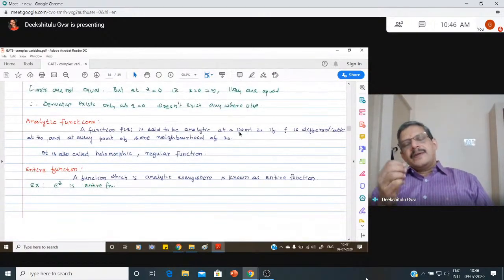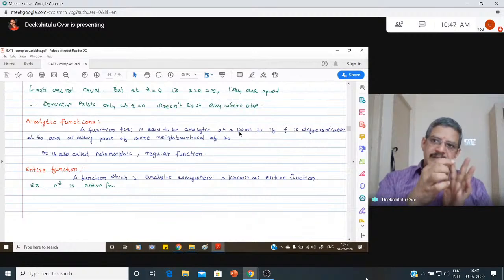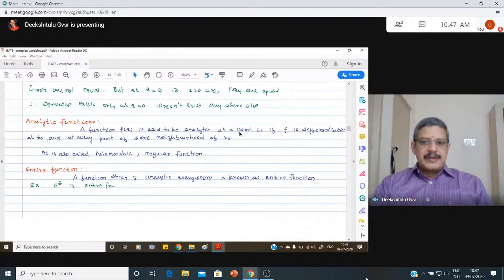So now we have defined the derivative at a point, the derivative at a point only. Now what is the extension of that? That is analytic functions, because this is the heart and soul of complex variable theory, because in every statement we use these analytic functions. You have to understand this analytic function very clearly.